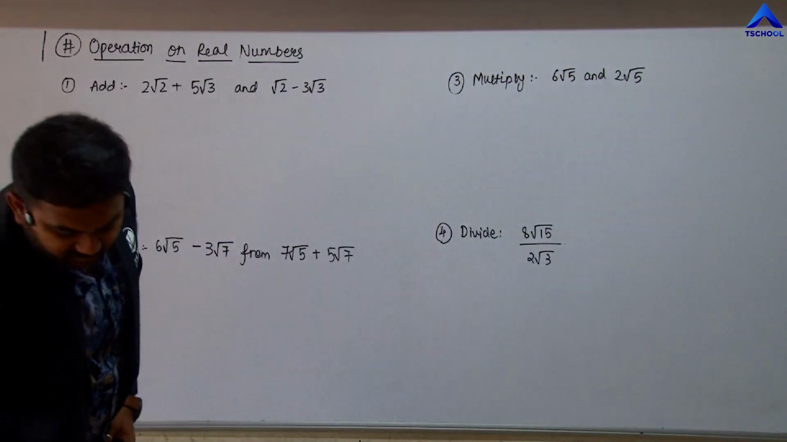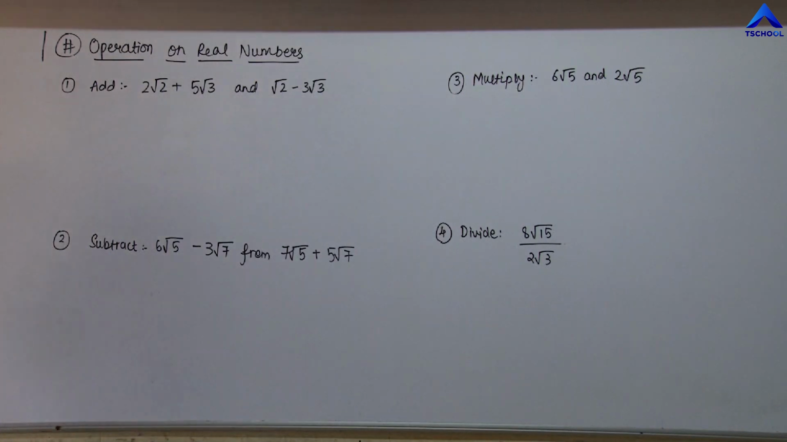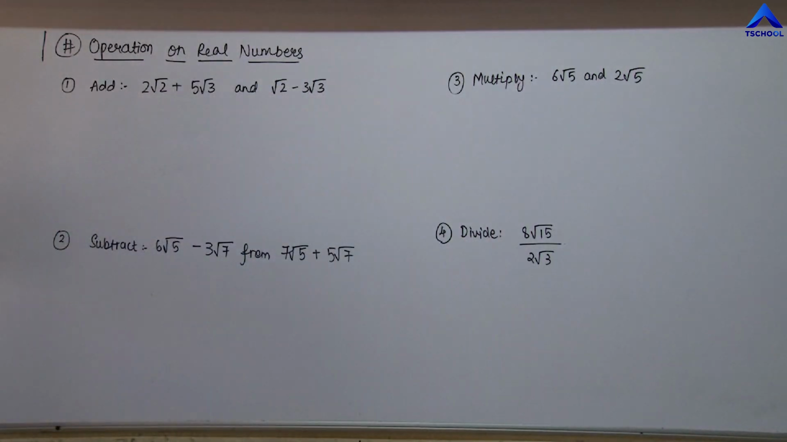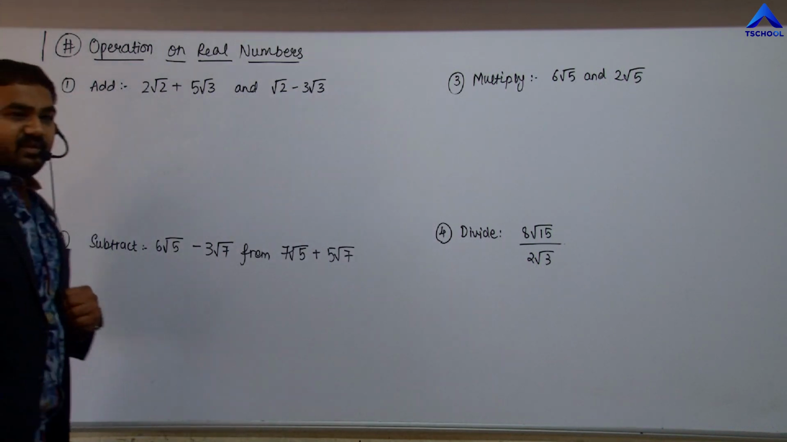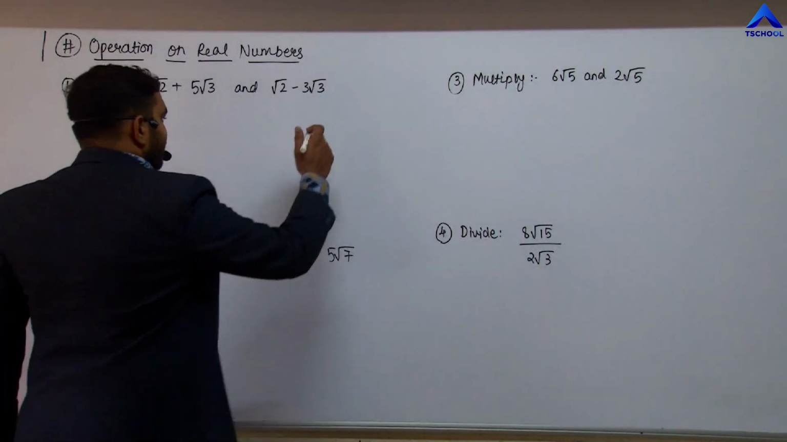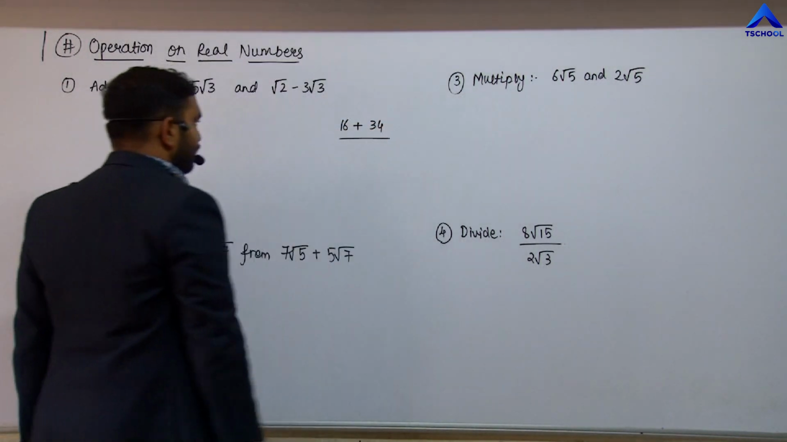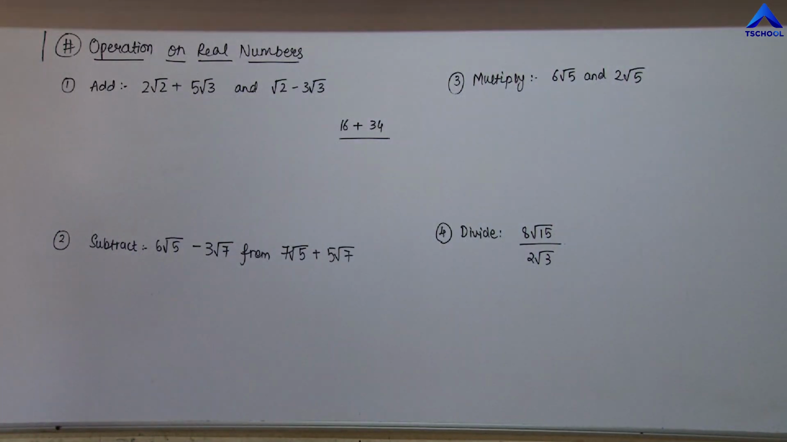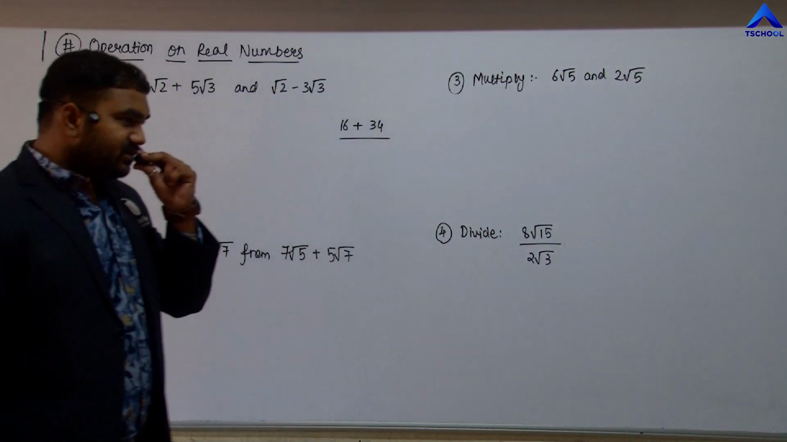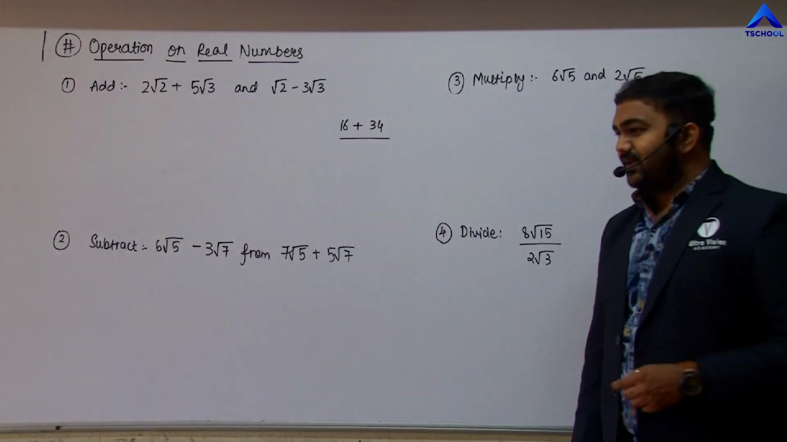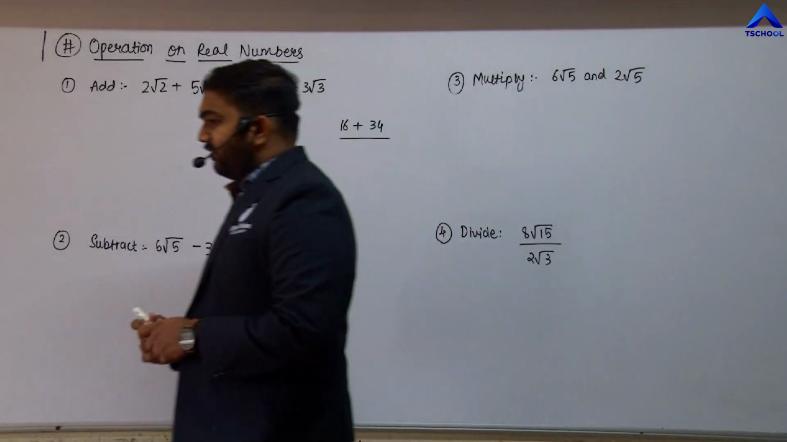For now, we have these 4 questions. The first one is to add, the second is to subtract, the third is to multiply, and the fourth is to divide. For understanding this perfectly, let us take a number, that is 16 plus 34. We know how to add two real numbers which are natural numbers, or you can also say integers. How to add this kind of two numbers?